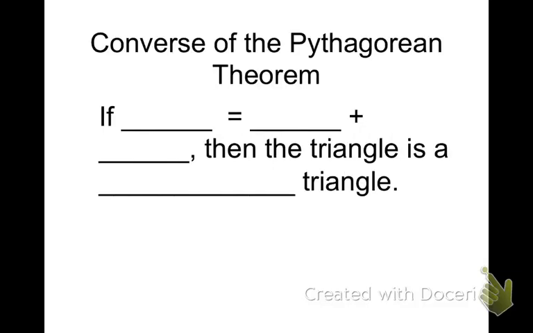Our converse is, please fill in the following. If c squared equals a squared plus b squared, then the triangle is going to be a right triangle.